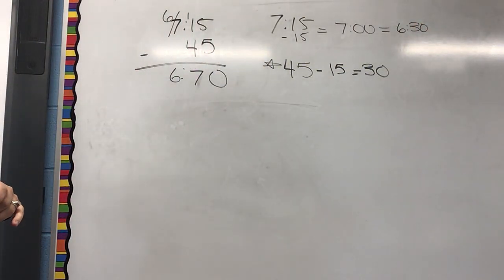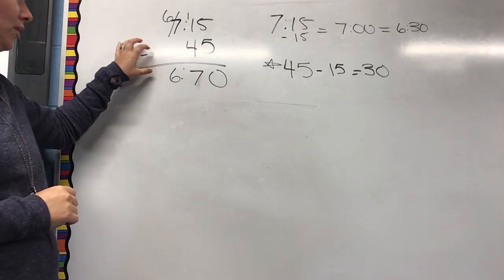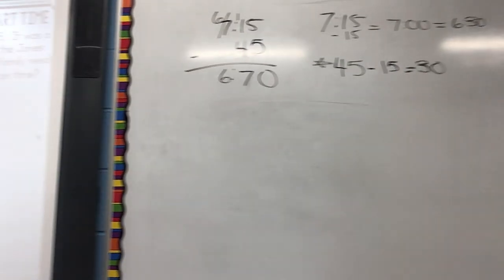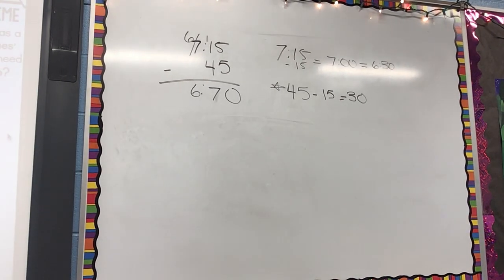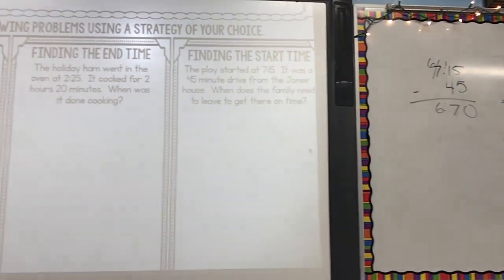Very nice. Good job, Mason. Good. So subtracting time like we do with regular numbers isn't always going to work out like that, okay? So be careful with that. 670 is definitely not a time.